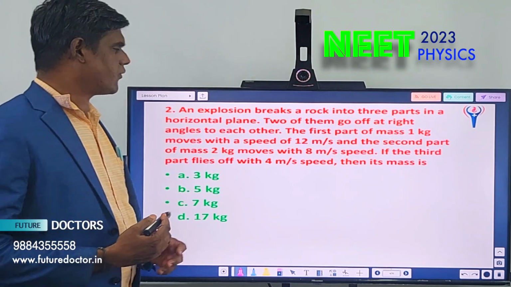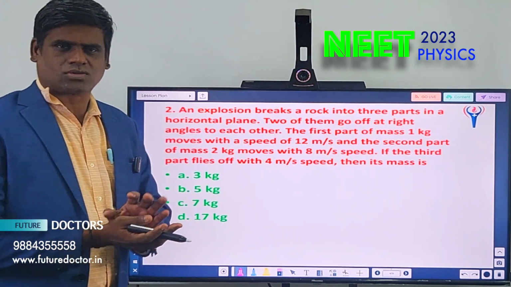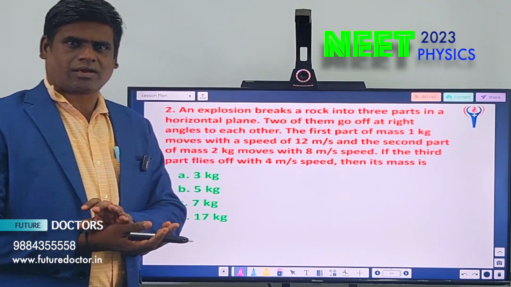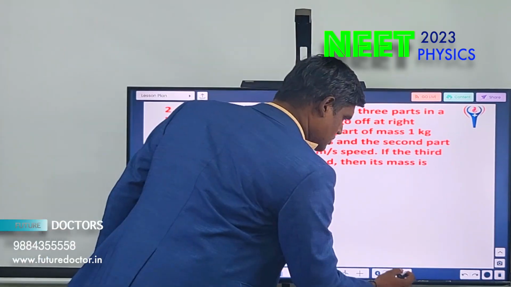Here you should know the formula for the law of conservation of momentum. And then there are 2 forces, that is, 2 vectors acting at 2 sides of the triangle, or the parallelogram law of vectors. By applying this law, you will get the solution for this question. Let's move to question number 3.